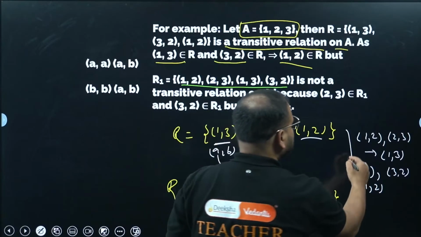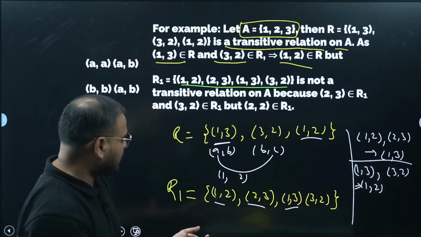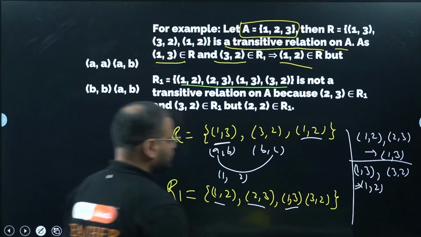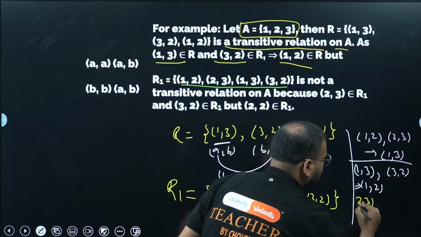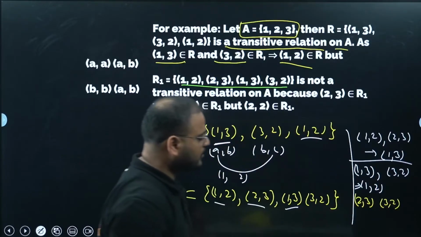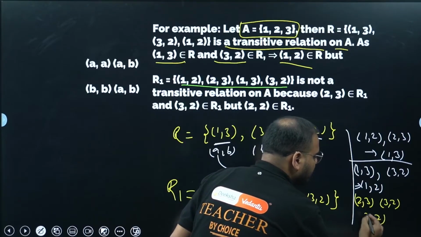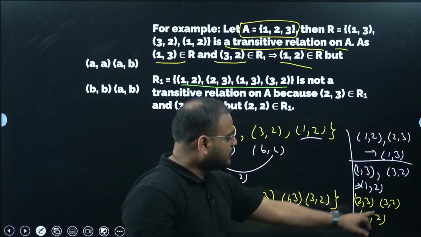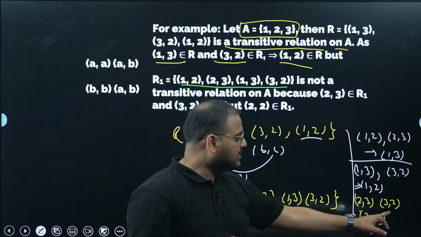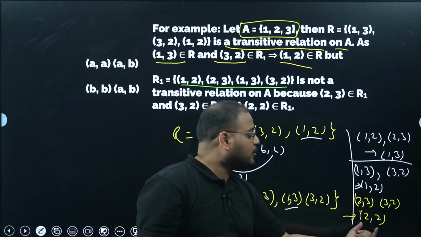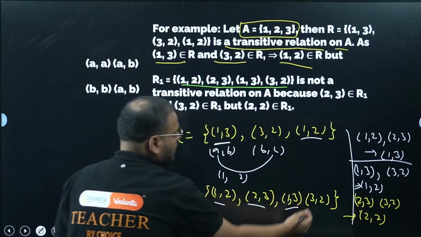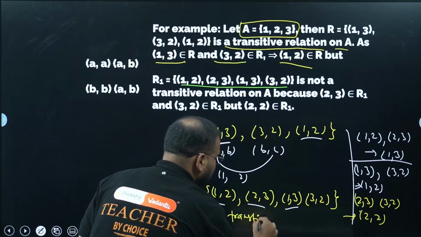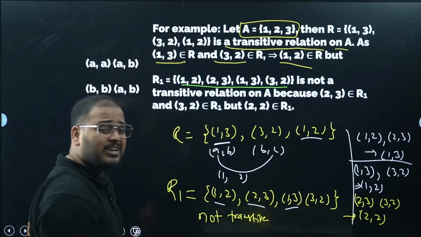So both the conditions are established. Then why is it not transitive? Check here: (2,3) and (3,2). What should be there? (2,2) should be there. Correct? It means (2,2) should be there because this is my AB and this is my BC. AB is (2,3), BC is (3,2), then AC will be (2,2). So (2,2) is not there. So what is the answer? Not transitive.